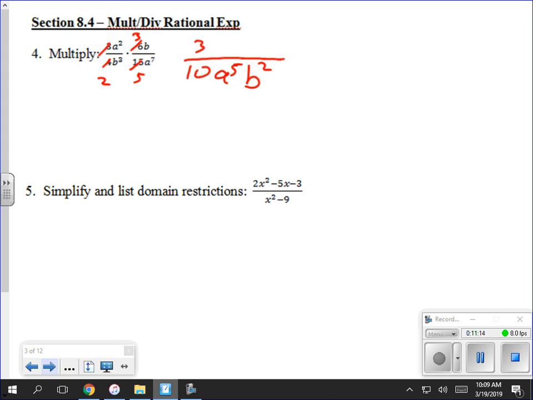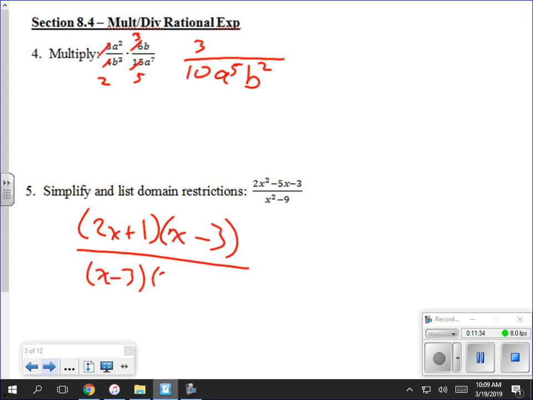Okay. Number 5, you need to factor. So my numerator is 2x and x, and let's see, 3 and 1, and that's a minus and that's a plus. And x minus 3, x plus 3. So that's your first step, factor.